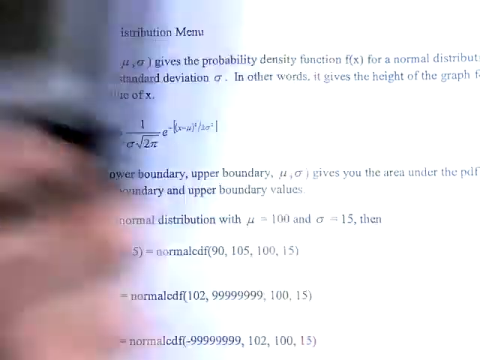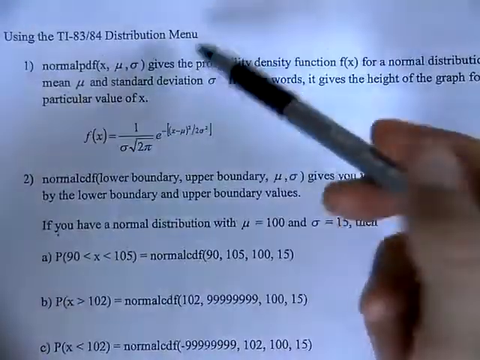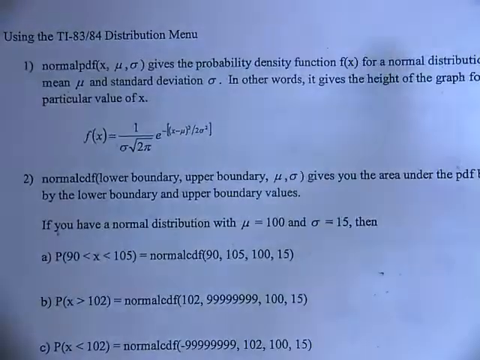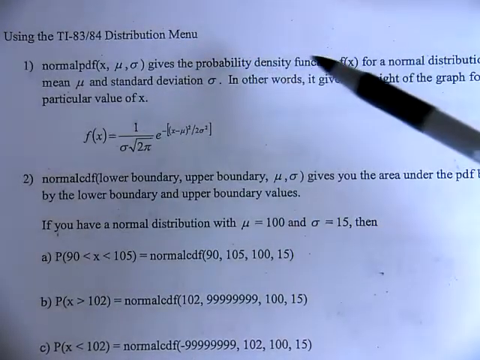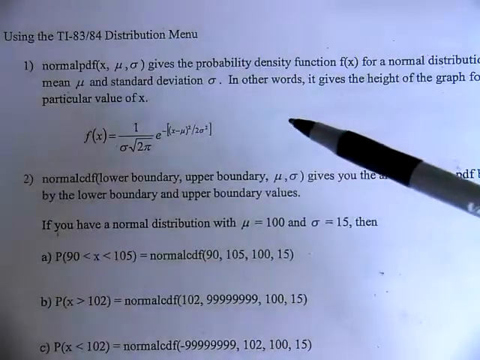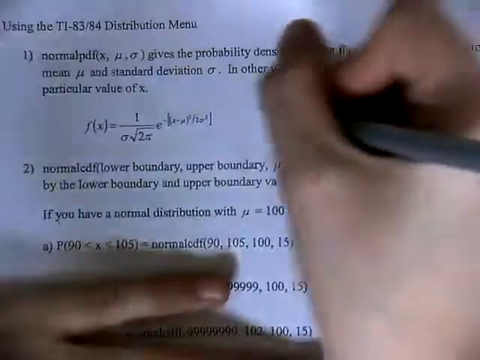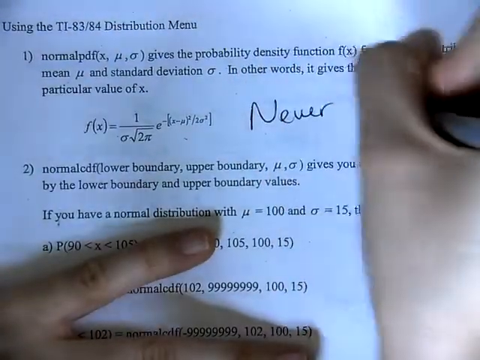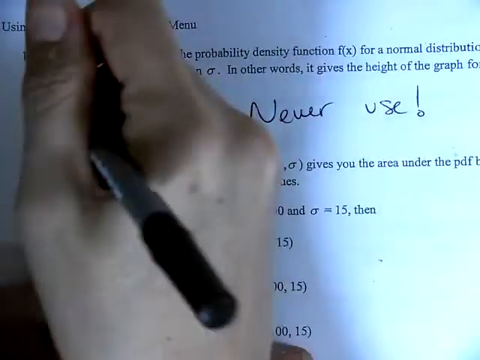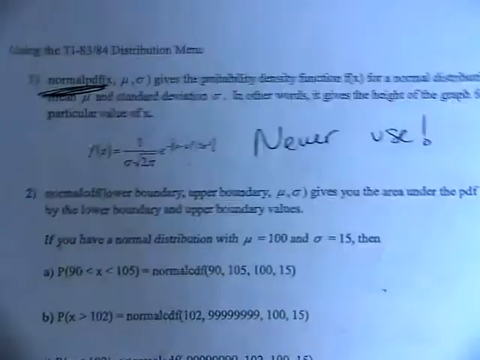You'll see in the distribution menu where we've been doing binomial, the top two are normal PDF and normal CDF. Normal PDF gives you the probability density function for a normal distribution with the mean and the standard deviation. It does give you the height at a particular value of x. Again, here's the calc behind it. For our purposes, never use PDF. Okay, just never use it.